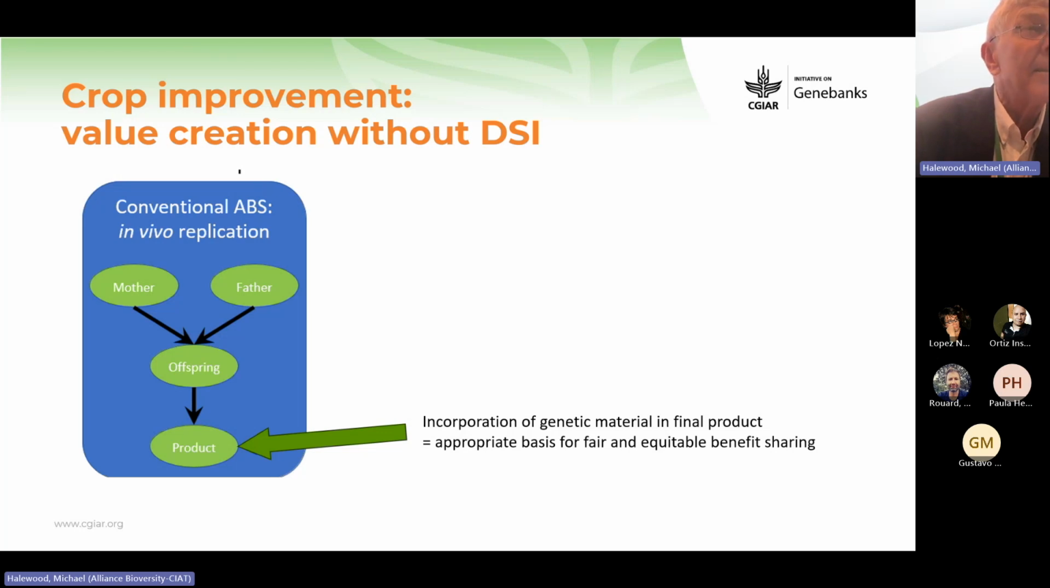And in this case, it makes a whole lot of sense that benefit sharing is based on the incorporation of genetic material from your original genetic resources into the final product. That's how the plant treaty works, as well as the convention.